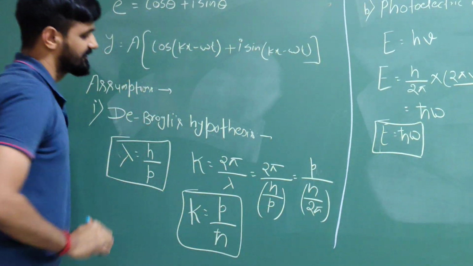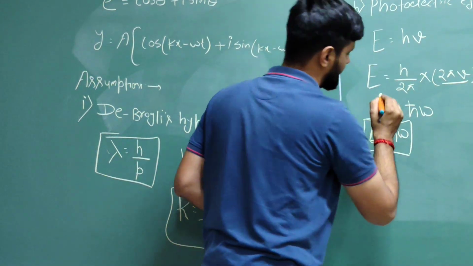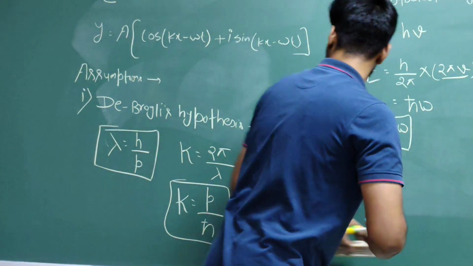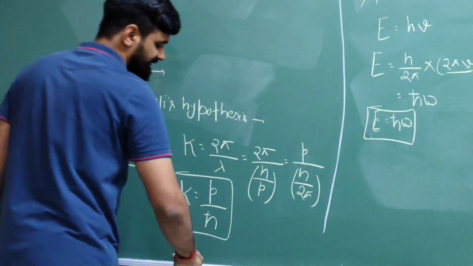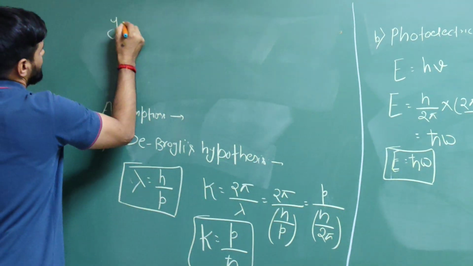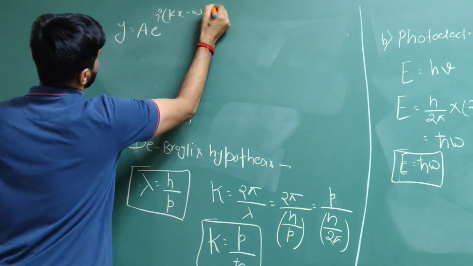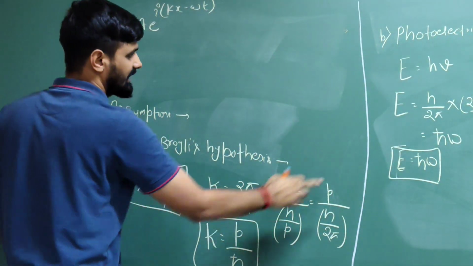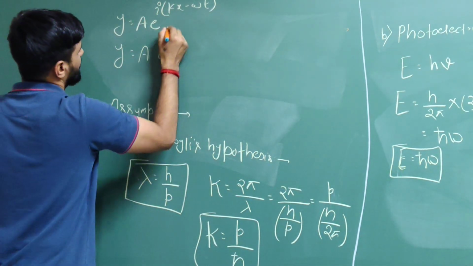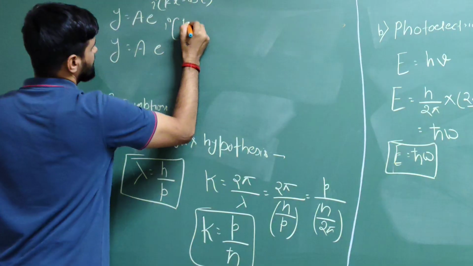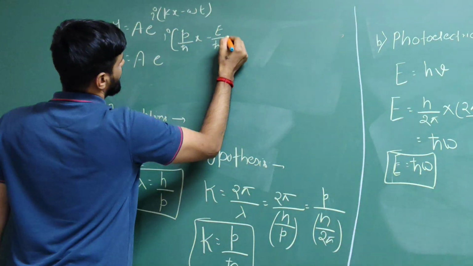So from de Broglie's hypothesis, we got the value of k, and from the photoelectric effect, we got the value of E. Now we will substitute these values of k and E in our equation. As we have seen, the solution of the wave equation was y equals A e to the power i (kx minus omega t). So I'll substitute this value of k and omega in this equation, and we will get y equals A e to the power i, with k equal to p by h cut into x, minus omega equal to E by h cut into t.